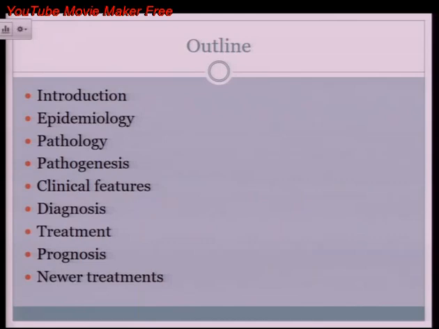So this is going to be the outline of my talk. We'll go into a little bit on the introduction of celiac, epidemiology, then we'll talk about pathology and pathogenesis of celiac. And then we'll go over the clinical features, and then we'll go over diagnosis, treatment, prognosis, and some of the newer treatments.